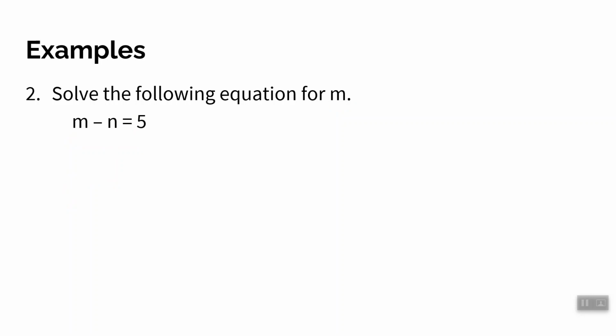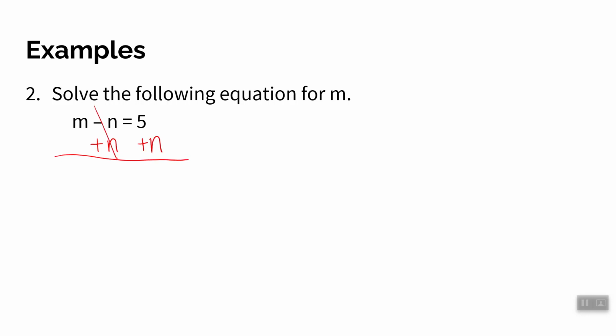Number 2, solve the following equation for m. That means we want m to be by itself. M minus n equals 5. So here we go. We locate m, there it is, and we look at what's being done to it. Well, it has an n being subtracted from it. So I need to undo that. How do we undo subtraction? Through addition. So to get rid of minus n, just how you would get rid of minus 7 by adding 7, we want to add n to both sides.